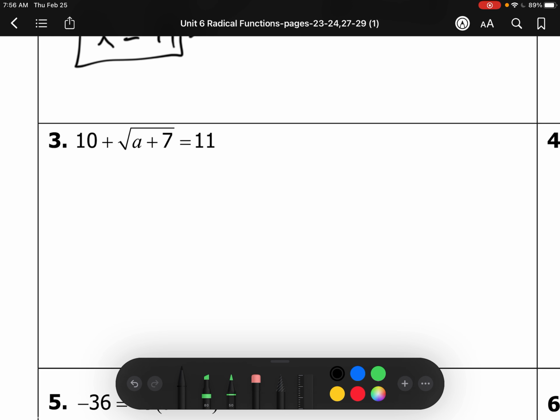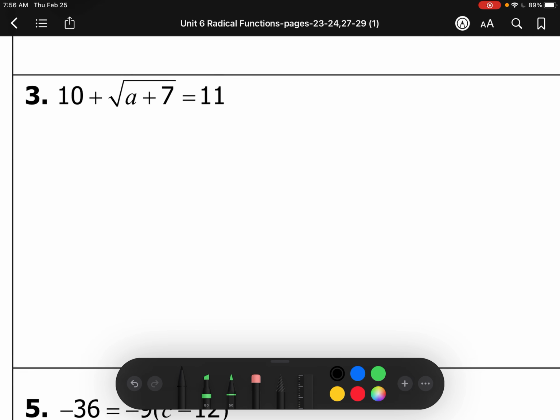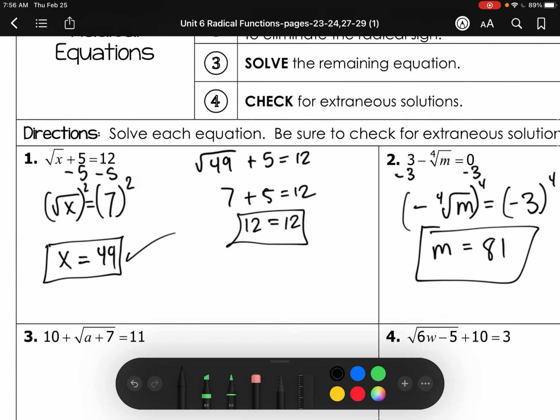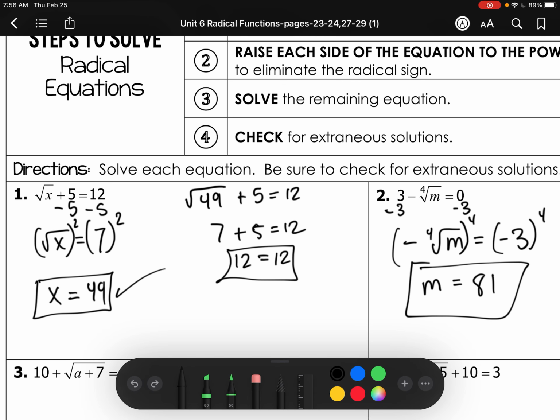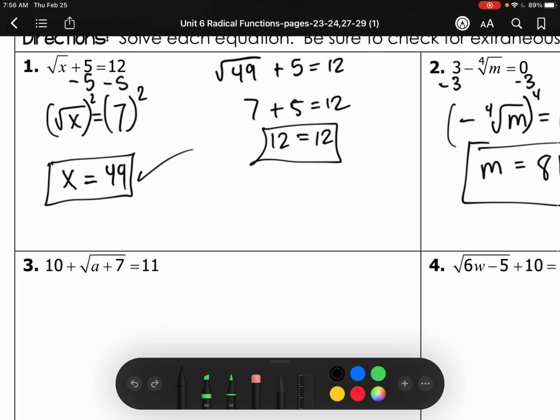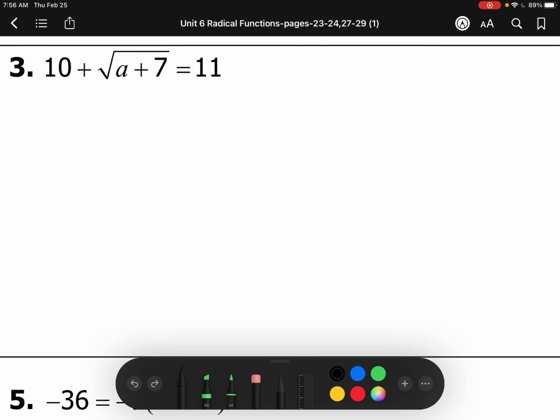All right, so now we're moving on to number 3. Now we're actually going to use step 3, solve the remaining equation, because before, as soon as we raised to an exponent, we got our answer. So here, first thing, we want to isolate the radical. We're going to subtract 10 from both sides. You get the square root of a plus 7 is equal to 1.